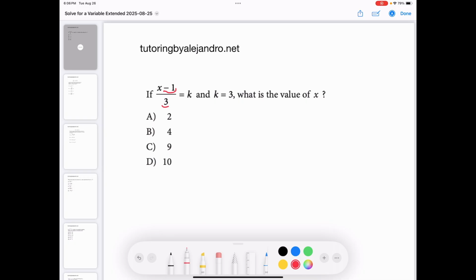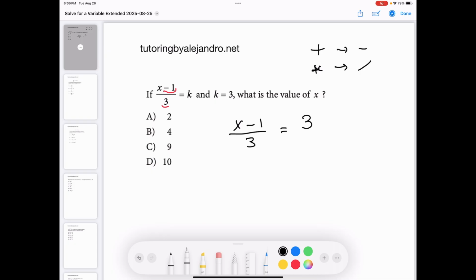And to get rid of something, what you do is you apply the opposite operation. So again, if you recall the previous video, we said that the opposite of addition is subtraction. And the opposite of multiplication is division, right? So since the 3 is dividing, we need to multiply by 3. Oh, and just so you know, I substituted k by its value of 3.